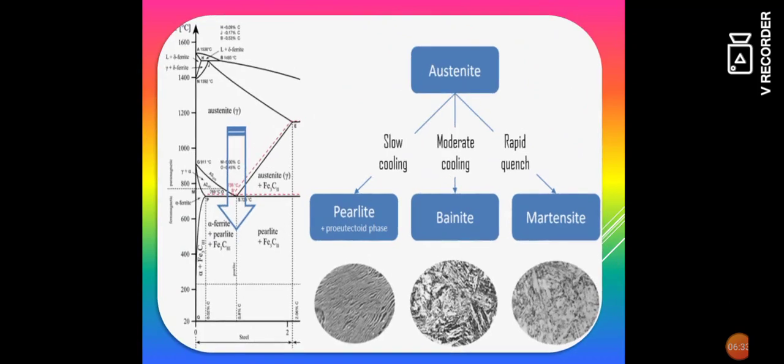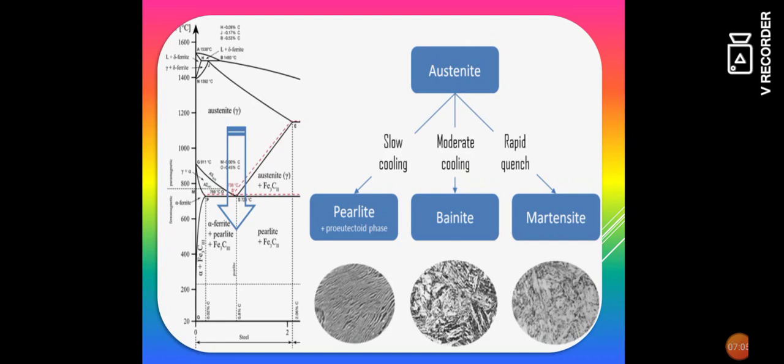Here we see how the austenite is changed into martensite. When the austenite is slowly cooled, it is slowly transformed into pearlite. When it is moderately cooled, it is slowly changed into bainite, and for the rapid cooling process, it is transformed into martensite. So, due to the cooling processes, the internal structure of the steel is slowly changed.